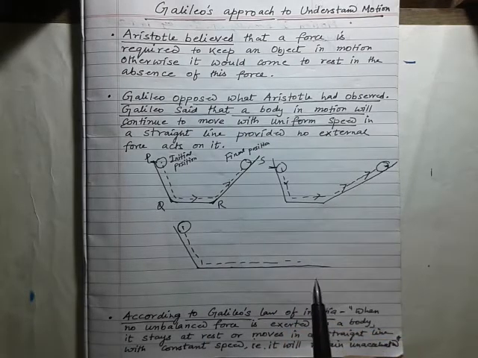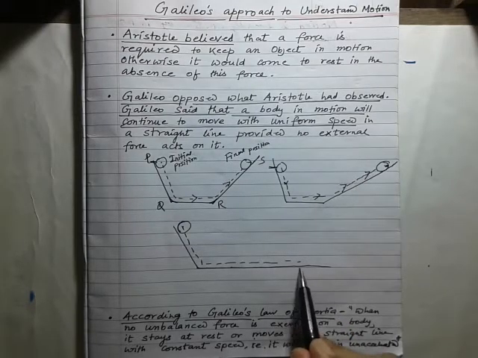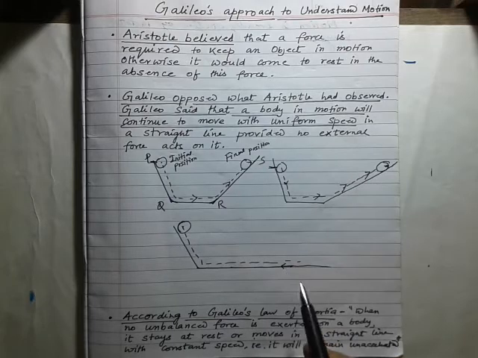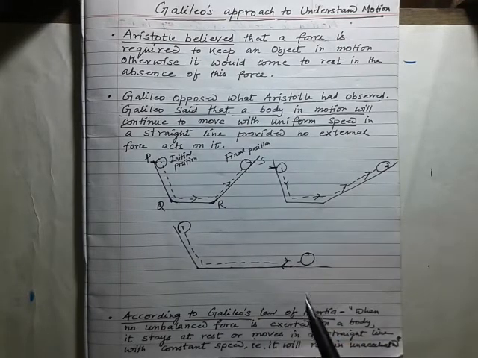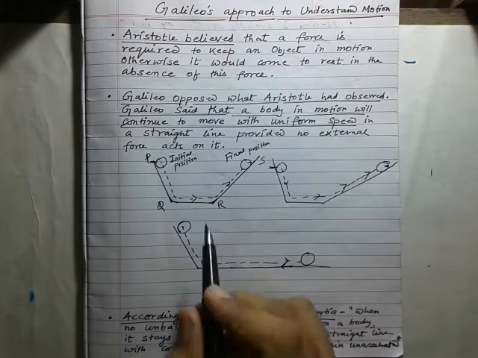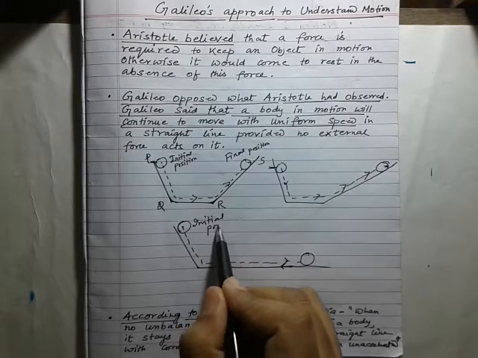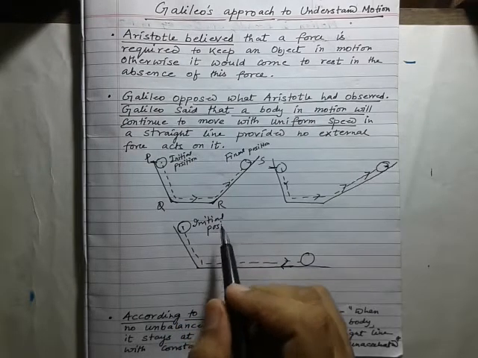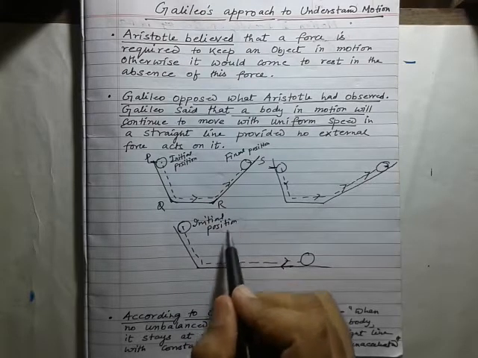Understand? But normally what we observe is that the ball gets stopped after going some distance. Why? Because the frictional force is working in the opposite direction. That is why the ball gets stopped. Otherwise, if the friction force is not there, the ball will keep on moving. This was said by Galileo, and he did this experiment to prove it.